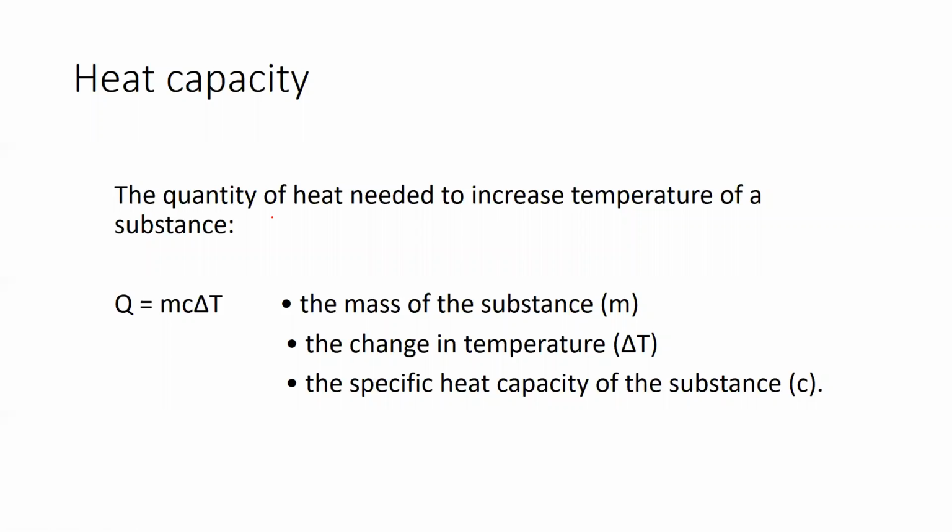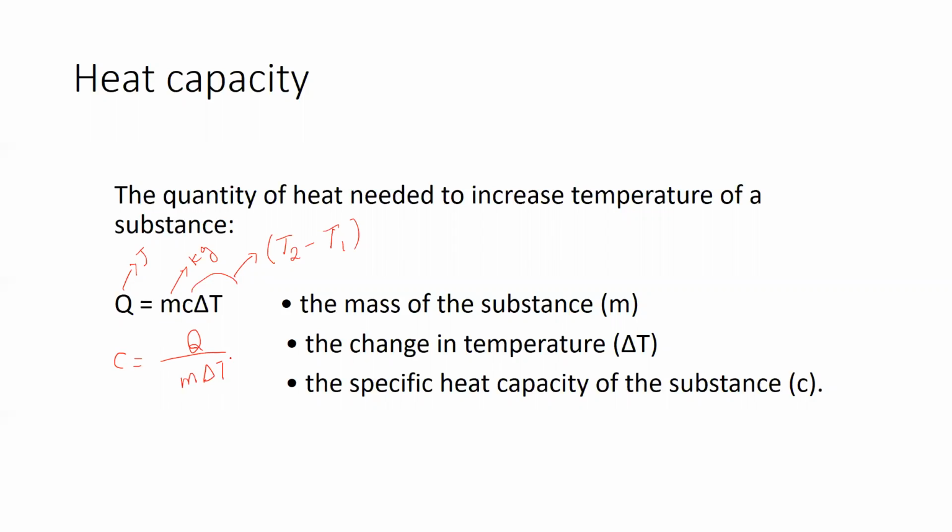In this formula, Q is the amount of energy required or being lost by something, and the unit of energy is joule. M is the mass of that substance, in kilograms. And ΔT is the change in temperature. Always when you see delta, it means the final one minus the initial one.